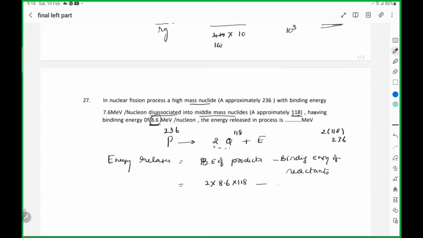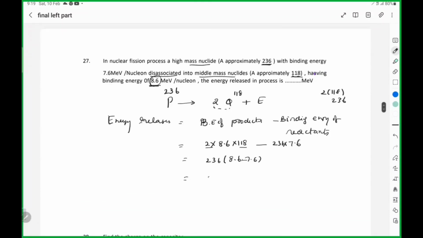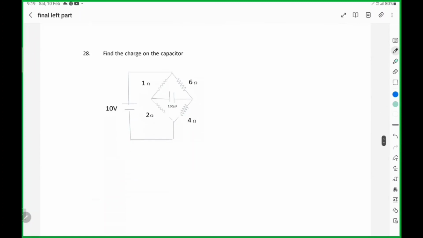Binding energy of reactants per nucleon is 7.6. Mass number is 236, so 236 nucleons will be there. This is the energy. 236 into (8.6 minus 7.6), so that is 236 into 1 million electron volts.